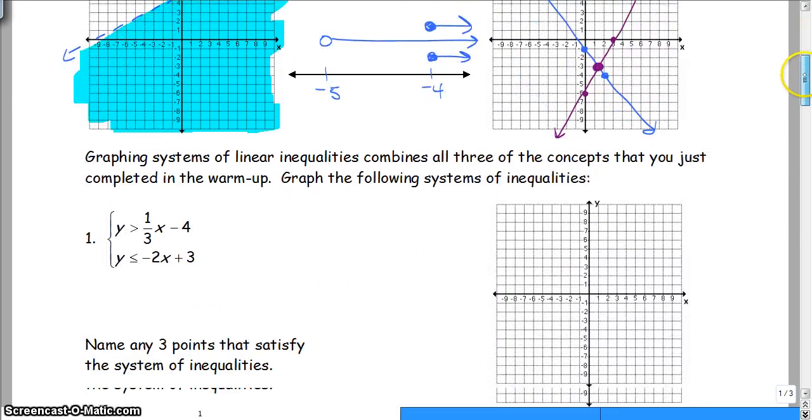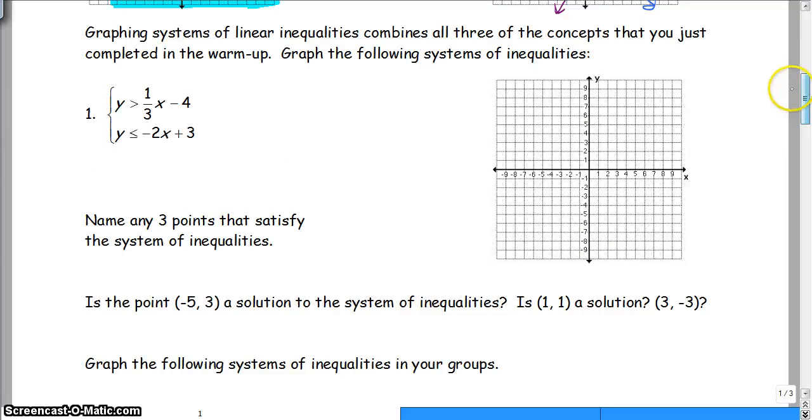Okay? So, graphing systems, here's a little example that we're going to do. And we just combine all three concepts from above. So, the first thing you need to do is graph both of these correctly. So, the first thing we're going to do is graph this piece. So, we have y is greater than 1/3 x minus 4. So, we're going to go to a -4, go up 1 over 3. And maybe want to go up 1 over 3 again. Maybe want to go back 1 over 3 because the more accurate you are, the better your graph is going to turn out. And this is a dashed line.